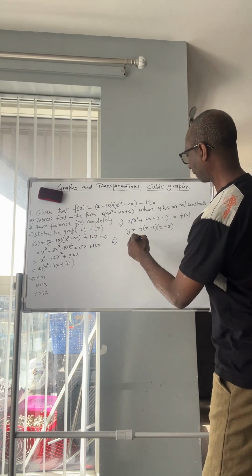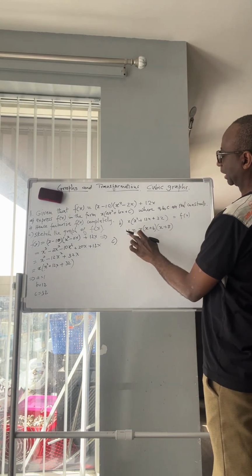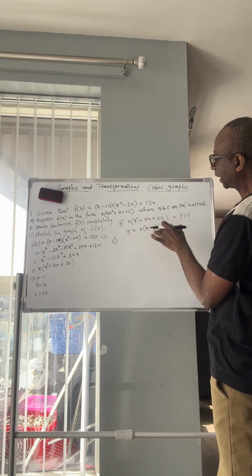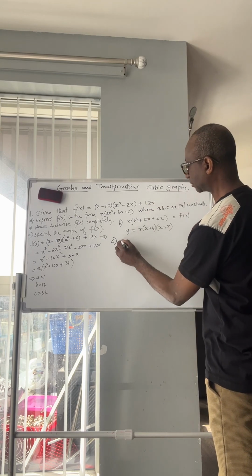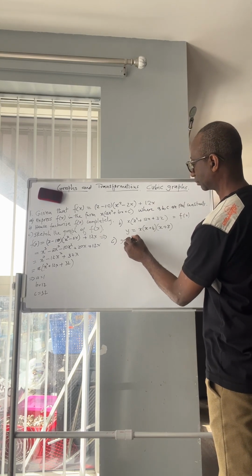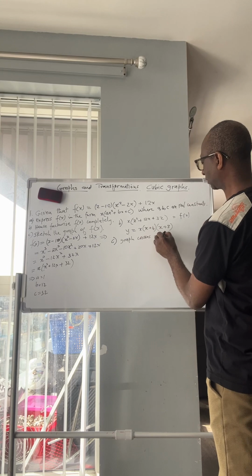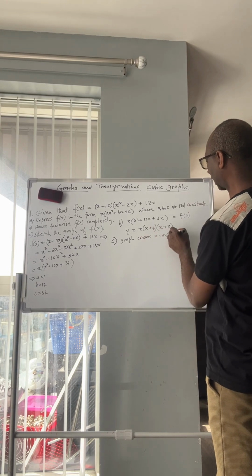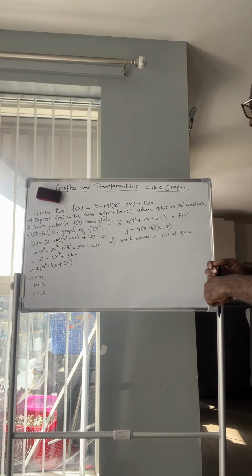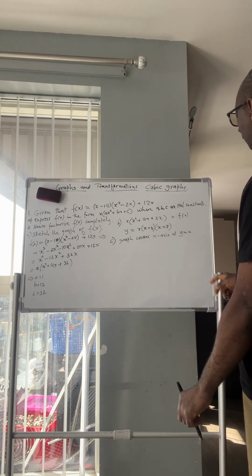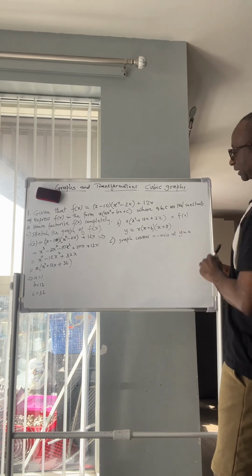So you have to find where the graph crosses the x-axis. The graph crosses the x-axis at y equals 0. Yeah? That is why the graph crosses the x-axis. When y is 0, then the graph crosses the x-axis at that position.